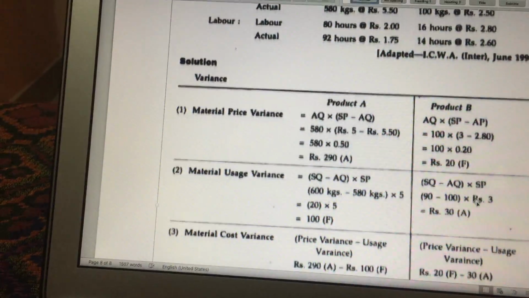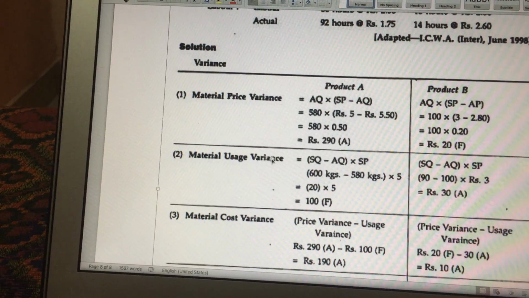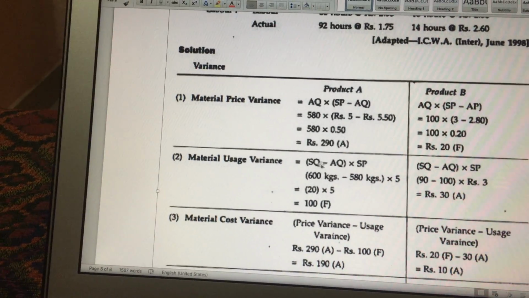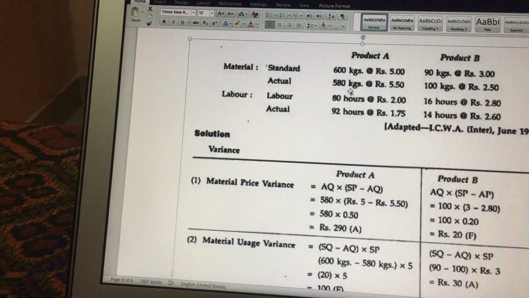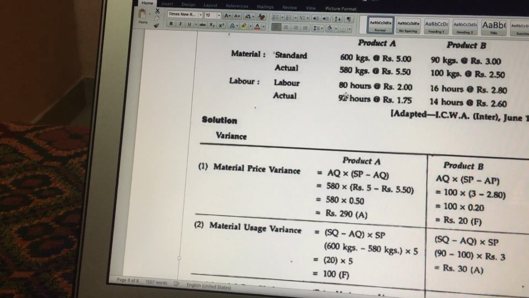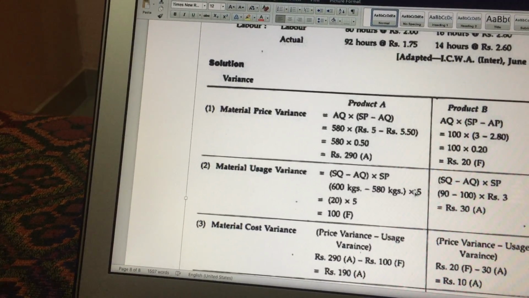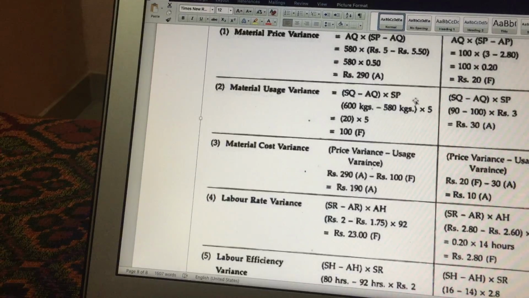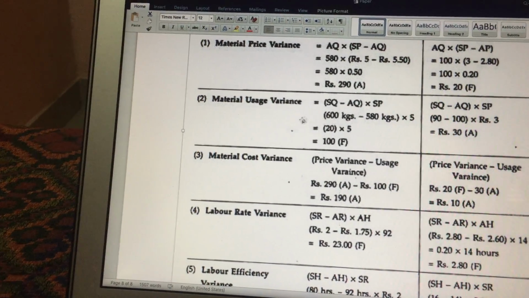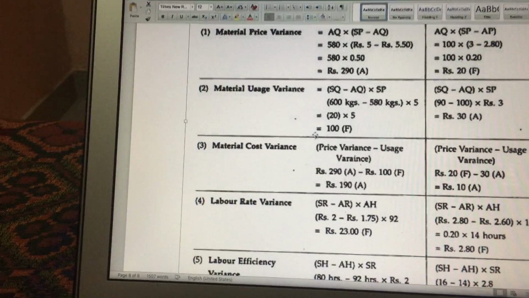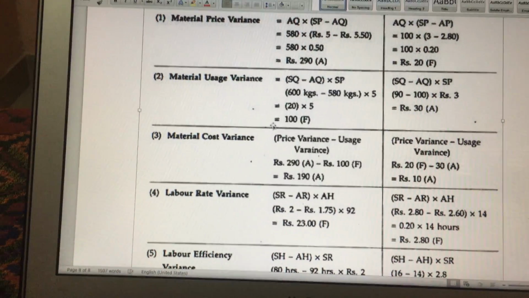Now the second formula is to calculate material usage variance. You can see over here, the formula is standard quantity minus actual quantity into standard price. Standard quantity is 600, actual quantity is 580, so 600 minus 580 into standard price. Standard price is rupees 5. Putting into the formula, we calculate material usage as 100 F, meaning the actual amount of material which we have used is less than the standard, meaning it is favorable.